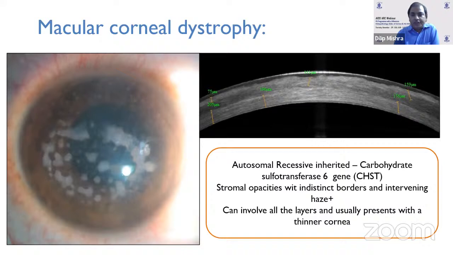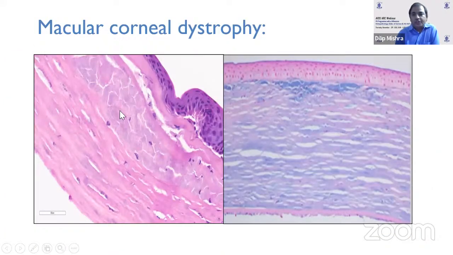This is the macular corneal dystrophy. This is an autosomal recessive condition. You can see there are deposits in the cornea, and they are mostly associated with mucopolysaccharide deposits in the corneal stroma. And all the layers of the cornea can be involved with this mucopolysaccharide deposit. For that, we do Alcian blue. This is the Alcian blue stain.